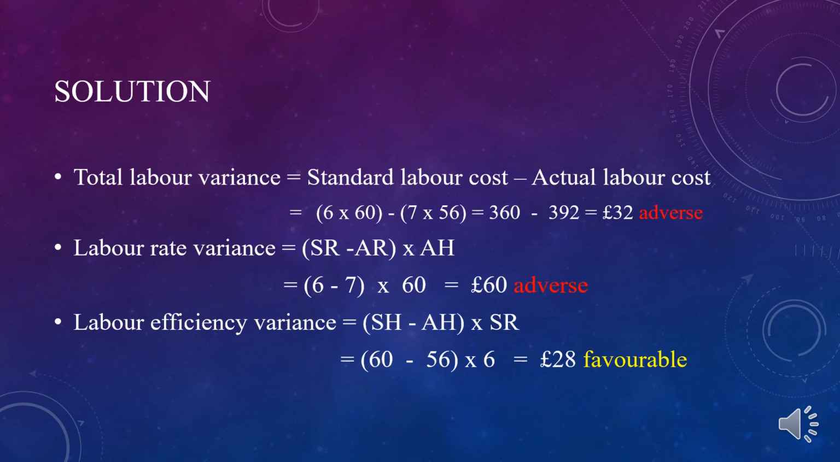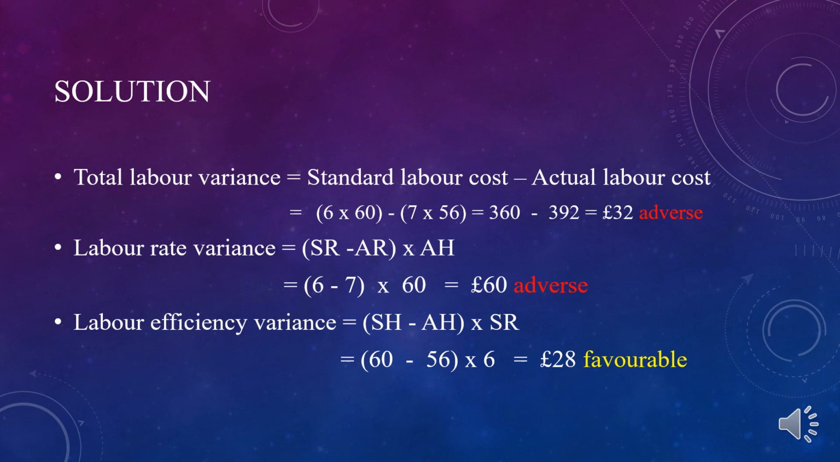Okay, to calculate the total labour variance, we have to get the difference between the standard labour cost and the actual labour cost. £6 into 60 hours will give you the standard labour cost, and £7 into 56 hours will give you the actual labour cost. Therefore, £360 minus £392 will give you the difference of £32 adverse.